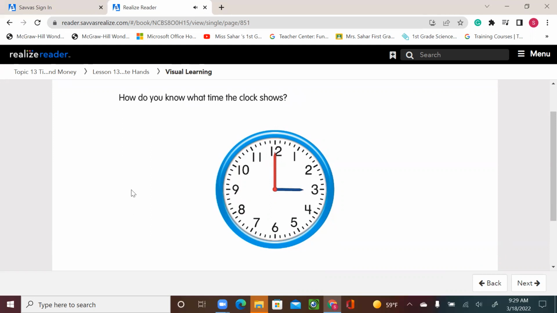How do you know what time the clock shows? I look at the short hand and I look at the long hand. I know the short hand is pointing to the hour, so that's 3. And I see that the long hand is pointing to 12, that means o'clock. So it's 3 o'clock.